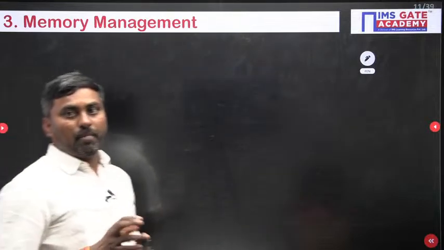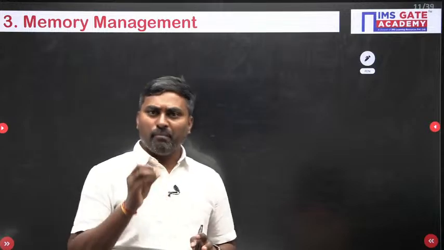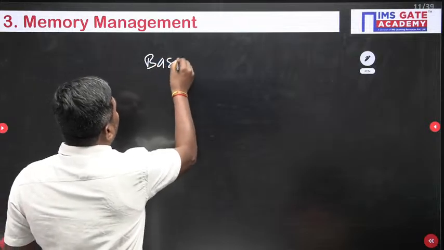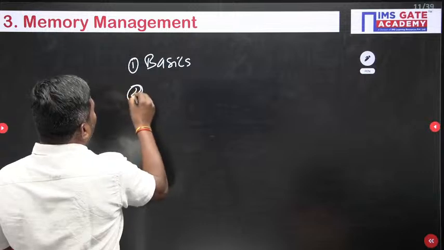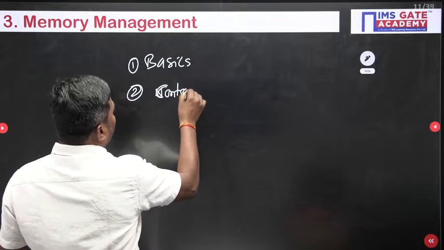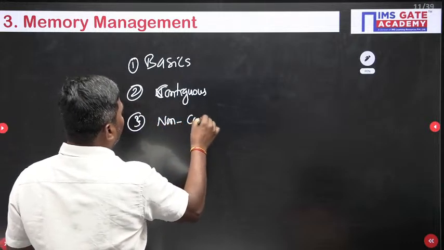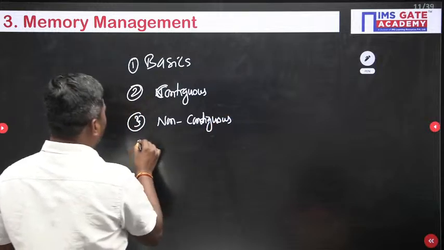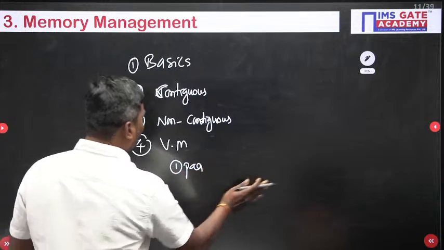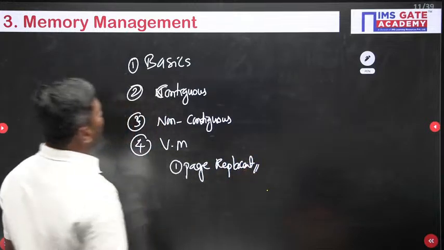In memory management, let's observe which important topics need to be focused on. All of you should understand some basics, because they will ask basic memory calculation type questions. First, some basics on memory calculations. Second, you have to observe the memory mechanisms: contiguous allocation. Third, non-contiguous mechanisms. The fourth is virtual memory. In virtual memory, the paging concept is important, which means page replacement algorithms. This is the important thing to be observed.